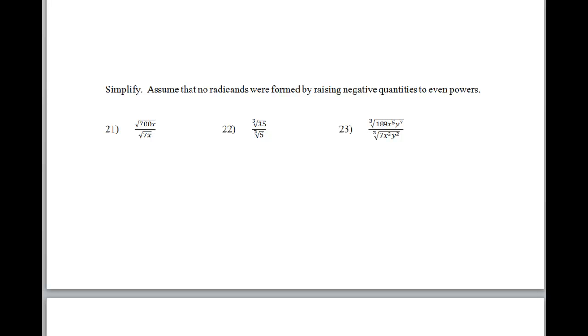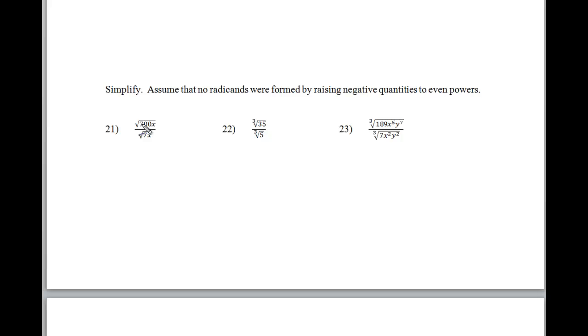Today we're going to look at the second part of our review test, and the first thing we're going to do here is see what we can do with this quotient rule. Now it says here, assume that no radicals were formed by raising negative quantities to even powers. That means if we take the square root of 25, then the answer will be just 5 instead of plus or minus 5.